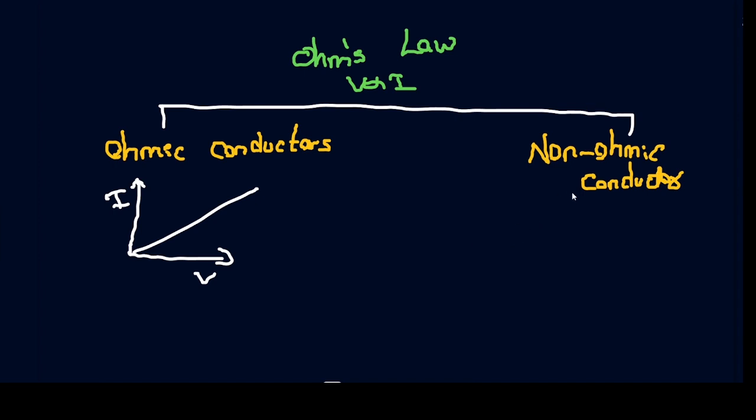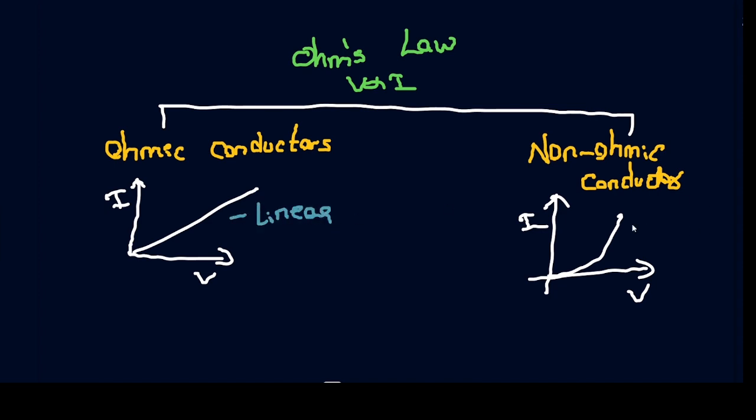Then what about non-ohmic conductors? These don't obey, right? So we'll get a graph like this. On the y-axis it is I, on the x-axis it is V, right? So this is how we got the graph for both cases. In ohmic conductors we get a linear graph, and here it is a non-linear graph.